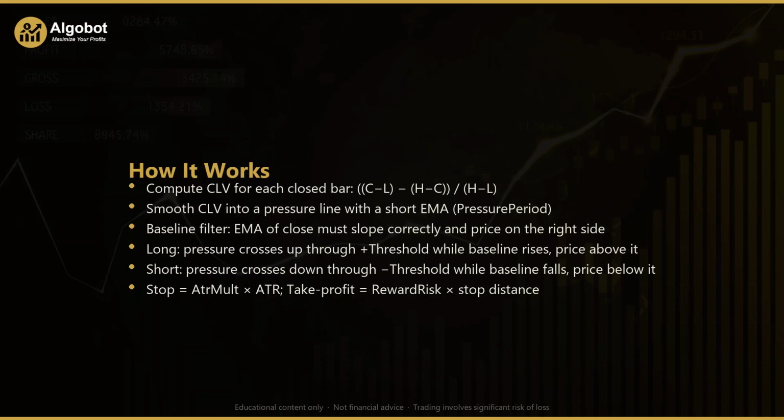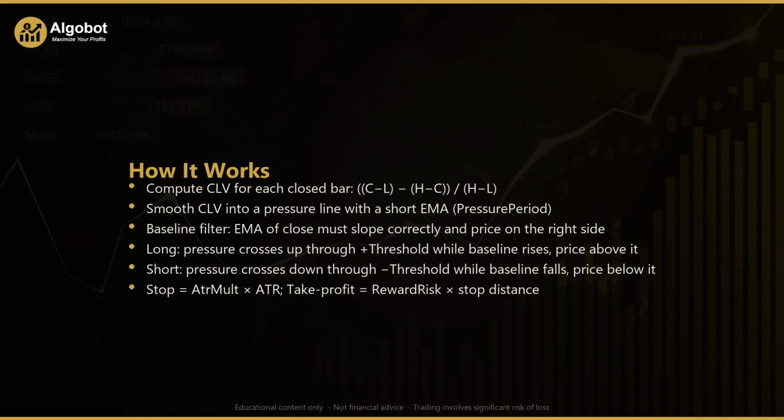Each of those readings is added to a rolling buffer, and the strategy smooths them with an exponential moving average whose length is set by the pressure period parameter, which defaults to 10. That smooth value is the pressure line. To detect a genuine shift rather than a stale reading, the EA compares the pressure line now against its value 1 bar ago.